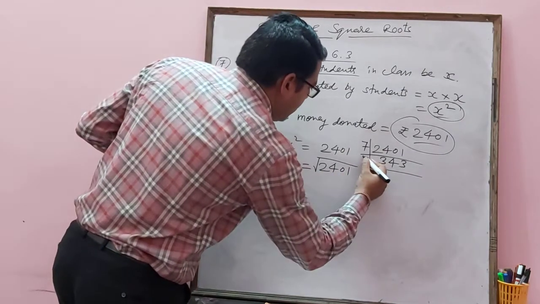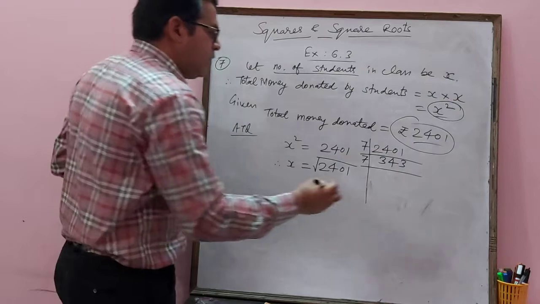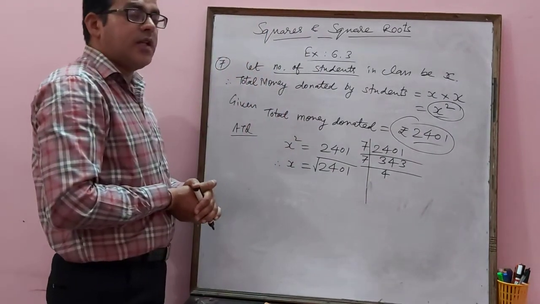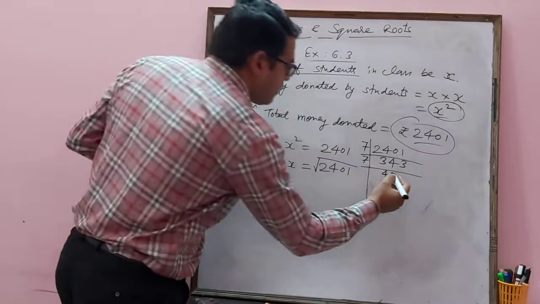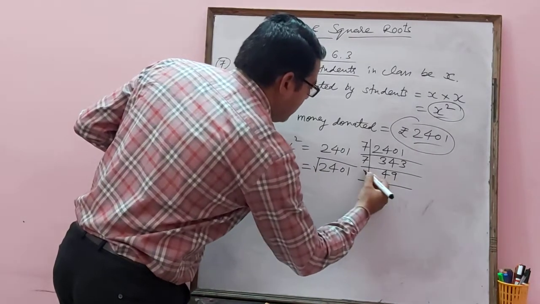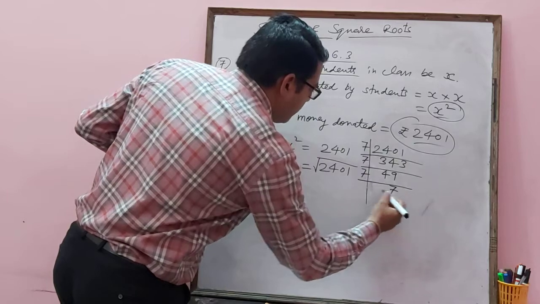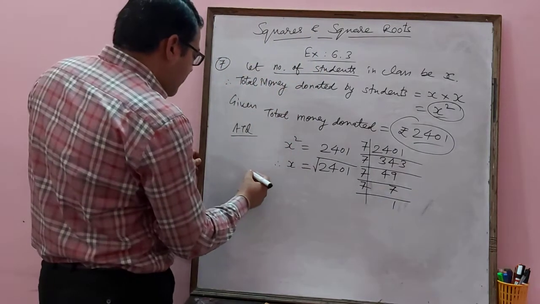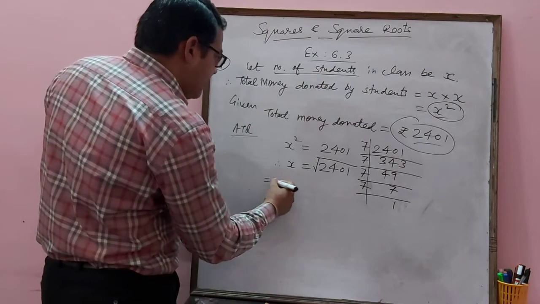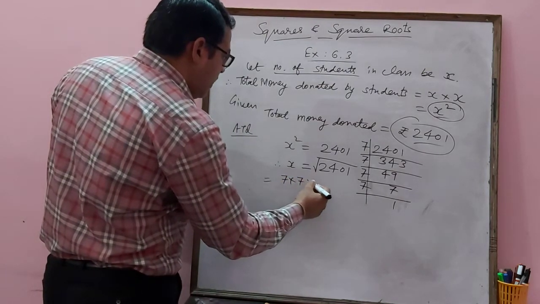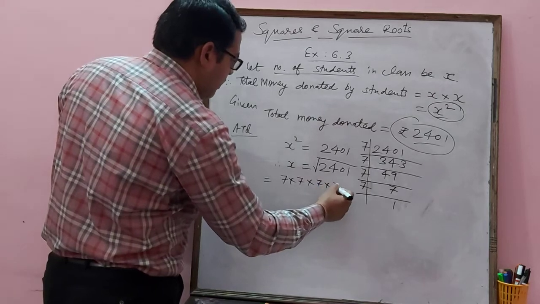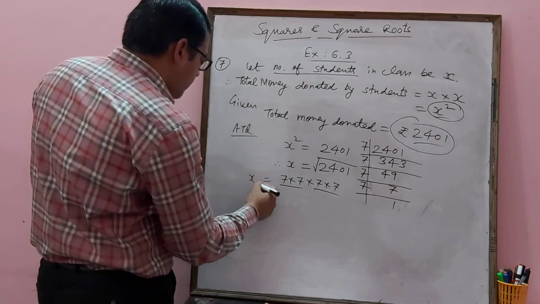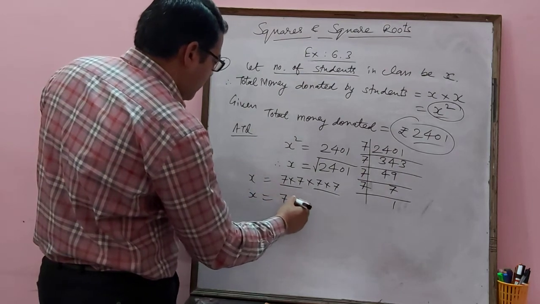Again by 7 it will be divisible. So 7 4s are 28, 6 is left. It is now 63. So 7 9s are 63. Again by 7, 7 7s are 49, and by 7, 1s are 77. So it means we can write it as 7 into 7 into 7 into 7. 2 pairs of 7 are there. So x will be 7 into 7.